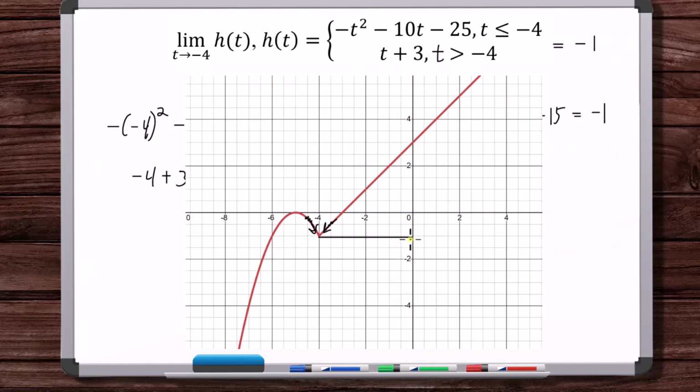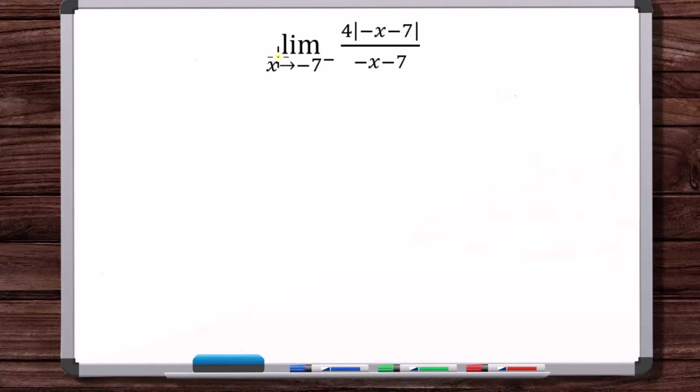Function is approaching minus 1. Okay, the limit as x approaches minus 7 from the left of 4 times the absolute value of minus x minus 7 over minus x minus 7.